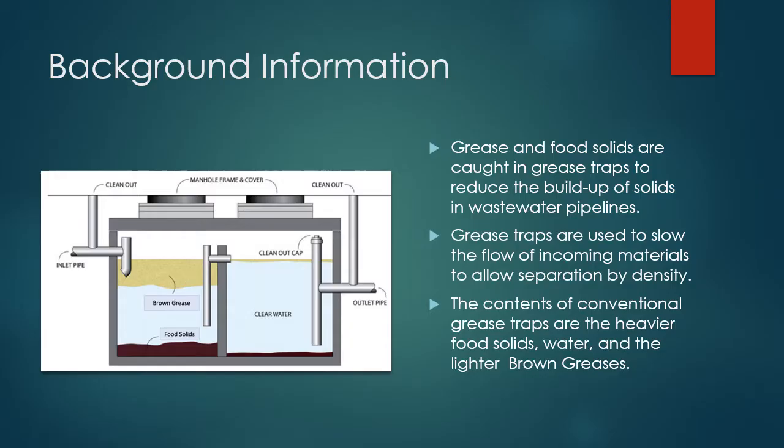So, some background information on grease traps. There are a variety of types of grease traps, and the ones we're primarily concerned with in this project are typically implemented outside of kitchens of restaurants or bakeries. Grease and food solids are caught in grease traps to reduce the buildup of solids in wastewater pipelines. Grease traps are used to slow the flow of incoming materials and allow separation by density. The contents of conventional grease traps are heavier food solids, water, and the lighter brown greases.